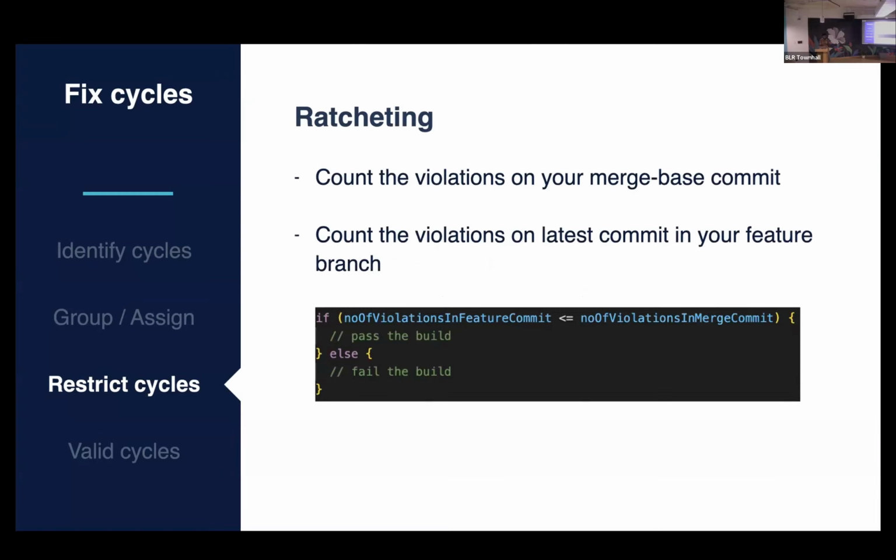If the number of violations in your feature branch is higher, that means that you are actually introducing newer violations to the repository, which you don't want to do. So you break the build at that point. If it is lesser or equal, it means, okay, you haven't added more harm to the repository, so you are allowed to merge.